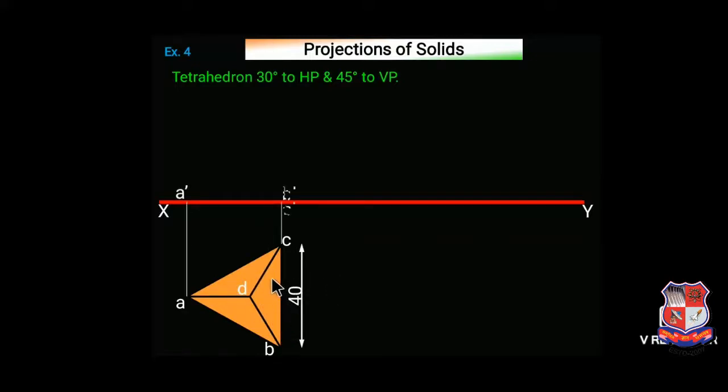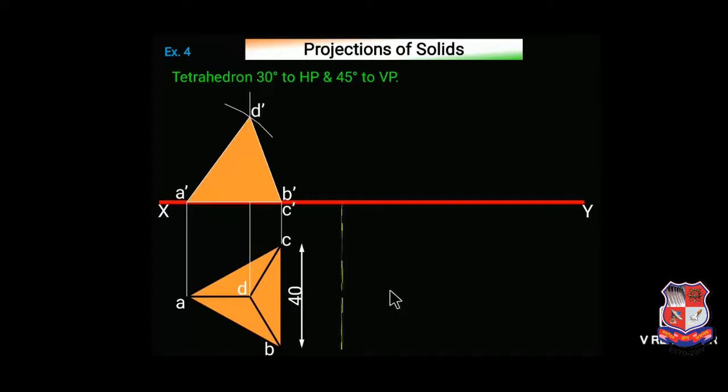This is the top view. Project these points, A dash would be here, B dash and C dash would be here. This is the apex point O or D. From D, draw a straight vertical line. And this A dash D dash will be the true length. So take 40 mm as a radius, with A dash as the center, draw an arc. So this distance is 40 mm because AD is parallel to the XY line. So A dash D dash is the true length, that is equal to 40 mm.